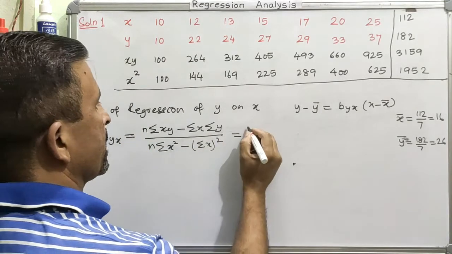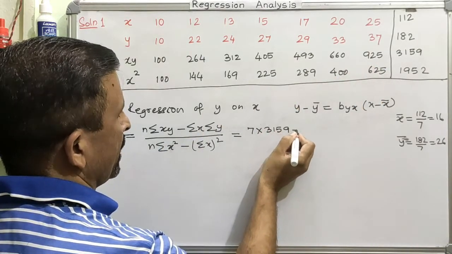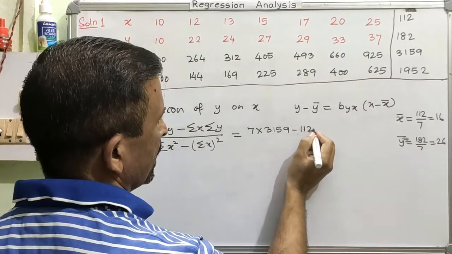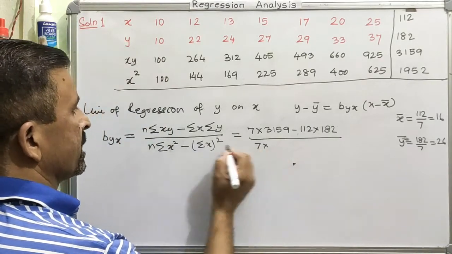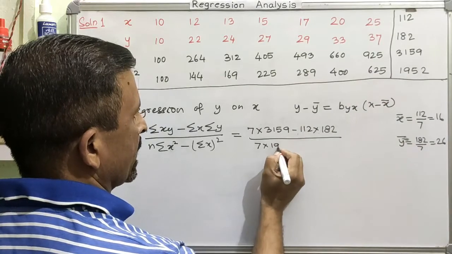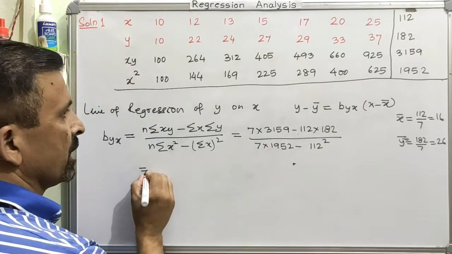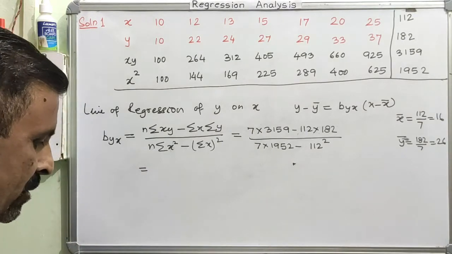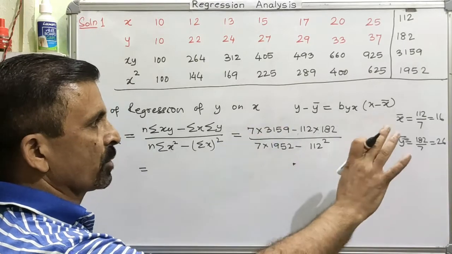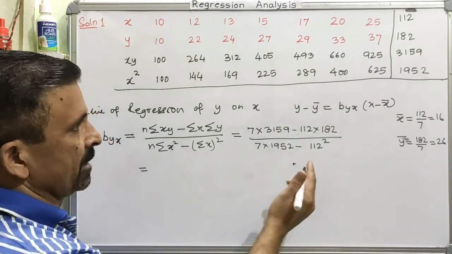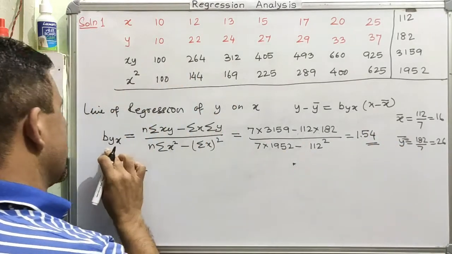Now we know x mean and y mean. Byx we are going to calculate. So n is 7. Sum of all the product of x and y is 3159 minus sum of all the x 112, sum of all the y 182, divided by n, again 7. Sum of all the x square is 1952 minus sum of all the x, 112, and its square. Now we have to use the calculator. Using the calculator you can simplify all this. I'm not going to show you the whole simplification. You can use the calculator at one go only, you don't have to calculate part-wise, and finally you can get the answer of this part, which will be equal to 1.54. This becomes your regression coefficient of y on x.